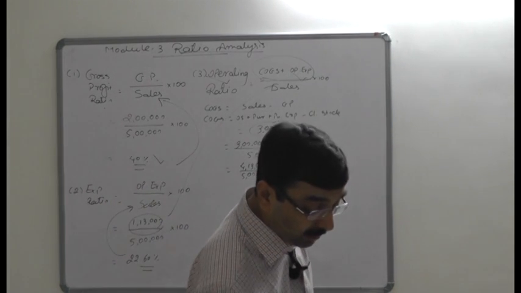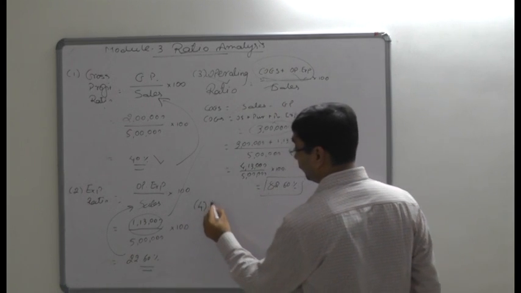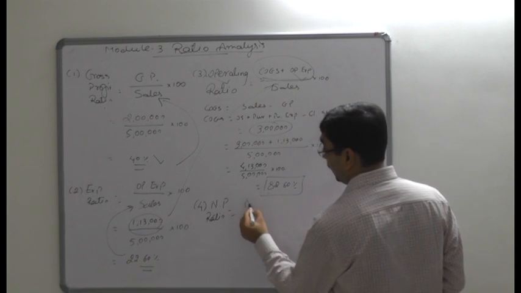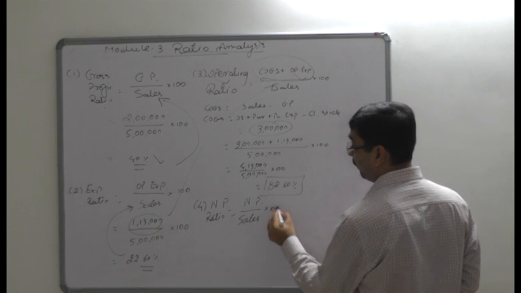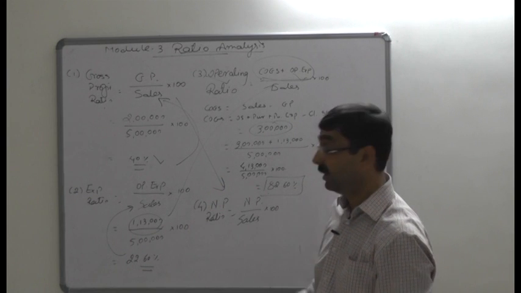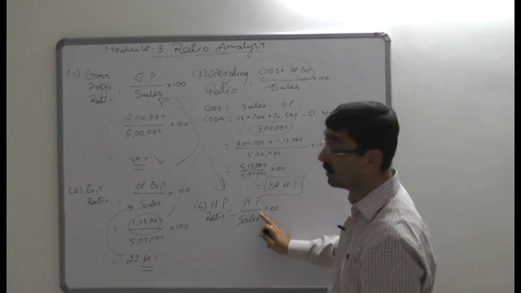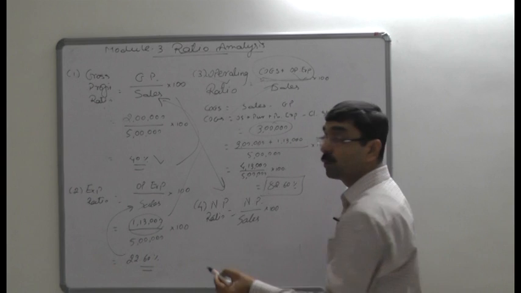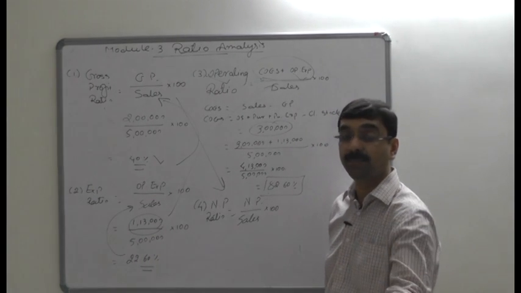Now moving to the next ratio, that is the net profit ratio. The net profit ratio's formula is net profit divided by sales, into 100, same as gross profit. Net profit you can find from the profit and loss account, while gross profit is found from the trading account. Ultimately, it shows what percent of sales is contributed as net profit.